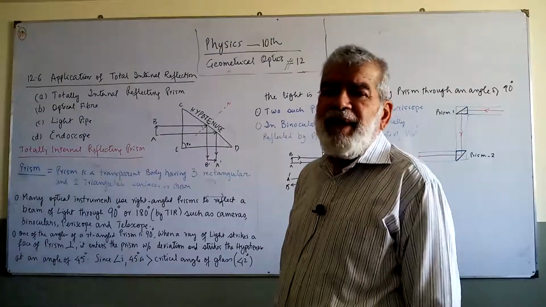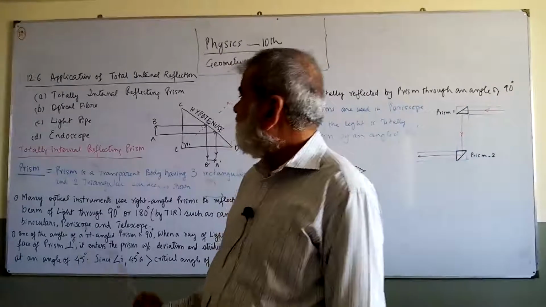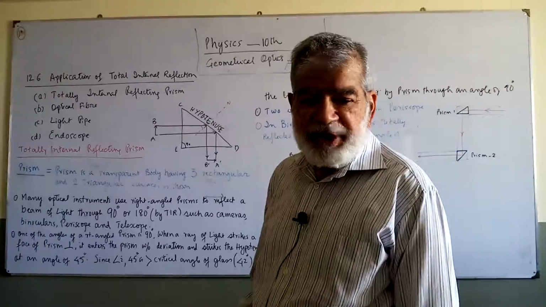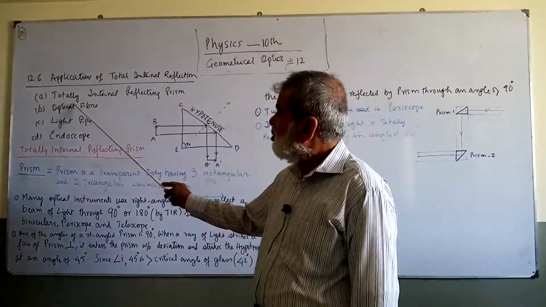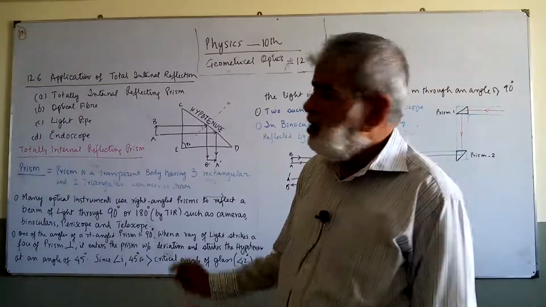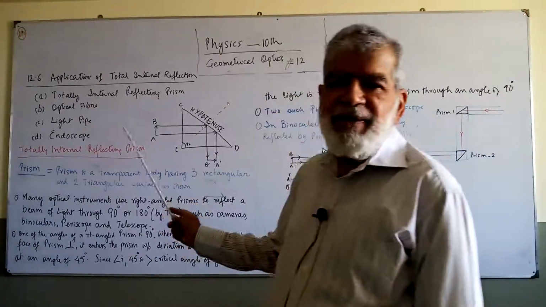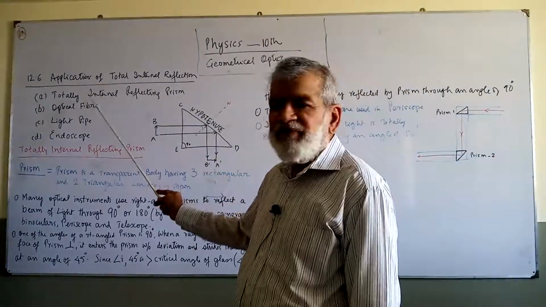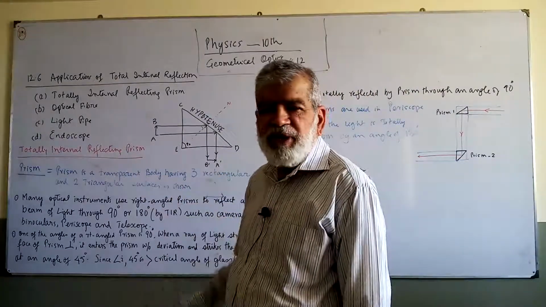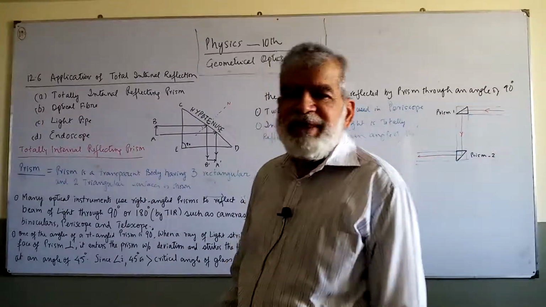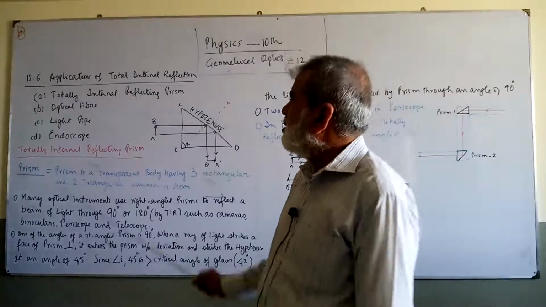There are four main applications that are presently being used and which are given in your textbook. The first one talks about the totally internal reflecting prism. This is the first application of total internal reflection. The second is about optical fiber. The third is about a light pipe, and the fourth is the endoscope. We will discuss them one by one.